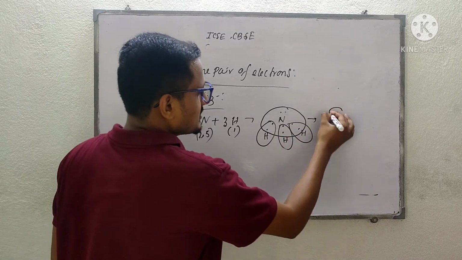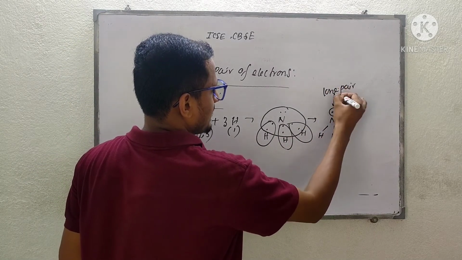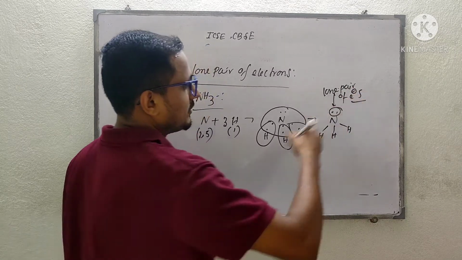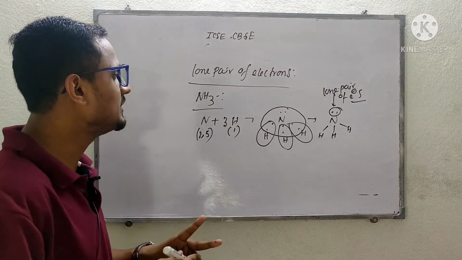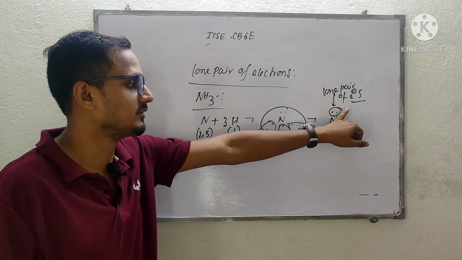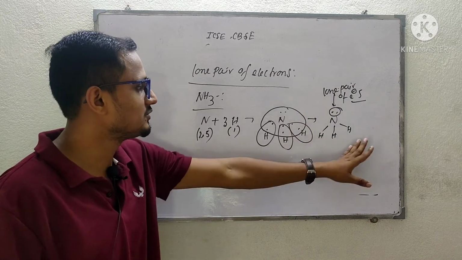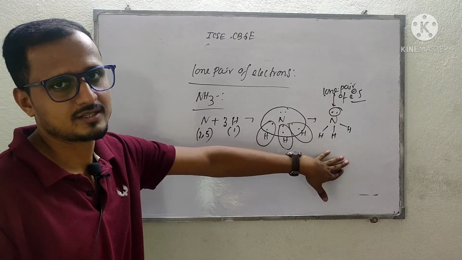So these 2 electrons are called a lone pair of electrons. Okay, so in the ammonia molecule, how many lone pairs of electrons are there? It is 1 pair of electrons, 2 electrons, that means 1 pair of electrons. So it is the lone pair of electrons.